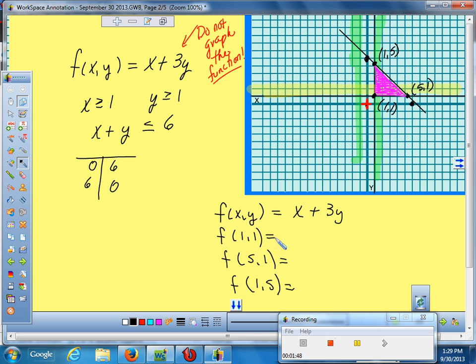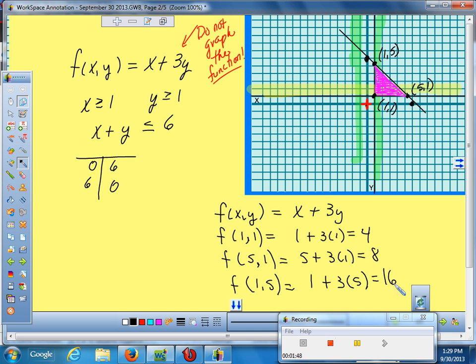So literally, this is coordinates, so you're going to put 1 in for x and 1 in for y. So I would have 1 plus 3 times 1. What's that going to give me? 1 plus 3 would be 4. So then next time I'm going to put 5 in for x and 1 in for y, which is going to give me 8. And then lastly, it says put 1 in for x and 5 in for y, which is going to be 16.